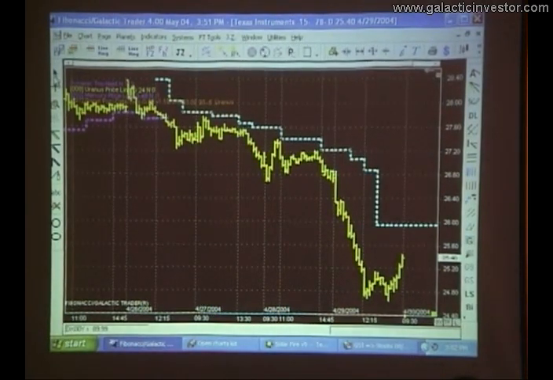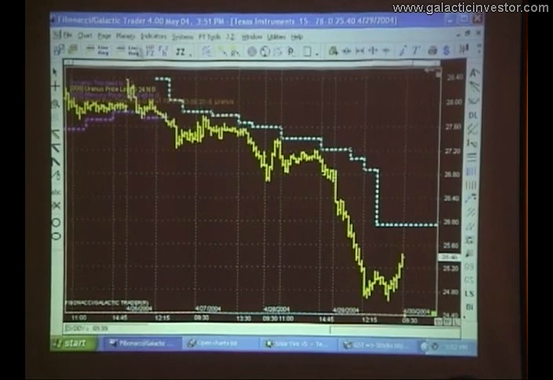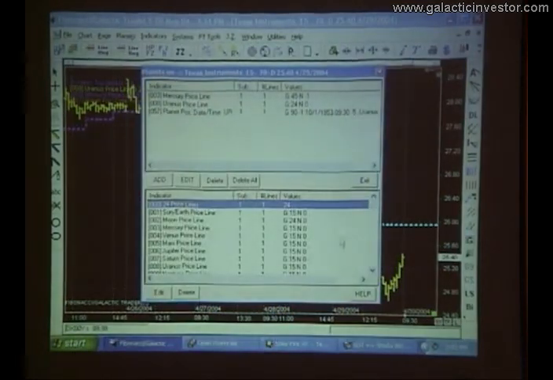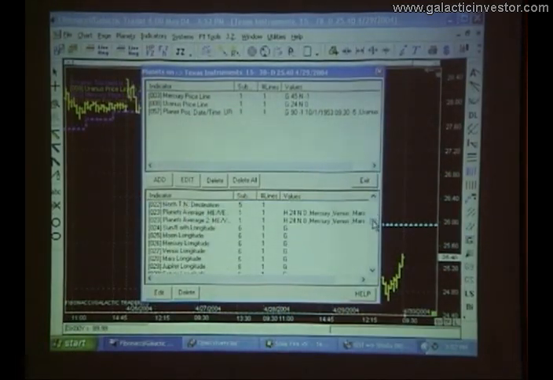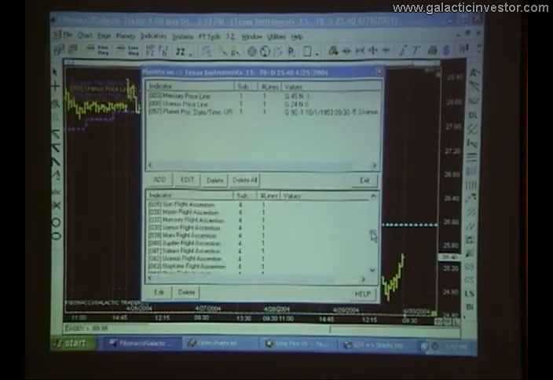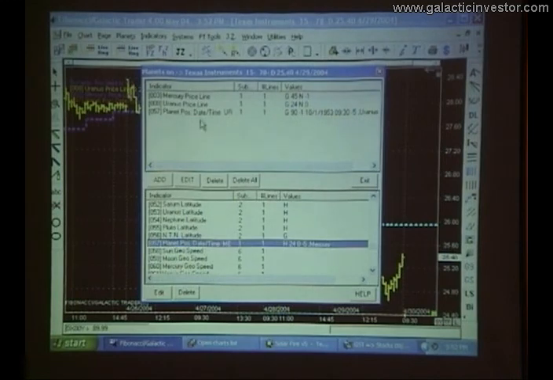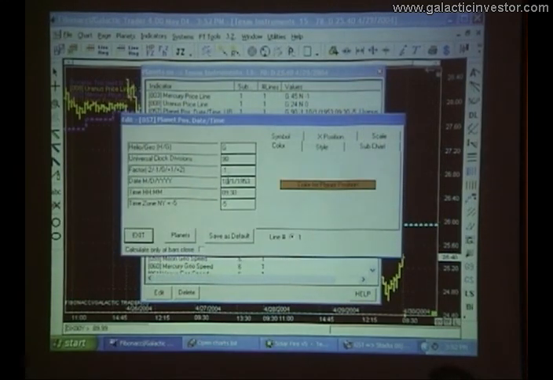But once you have the data for the natal chart from the Galactic Stock Trader or the database that comes with the program, you can go to planetary lines, and I've already added it to save a little time, but it's called planetary position, date and time, and you add it onto your menu, and you edit it, and then you type in the first trade chart, the date, which was October 1st, 1953.